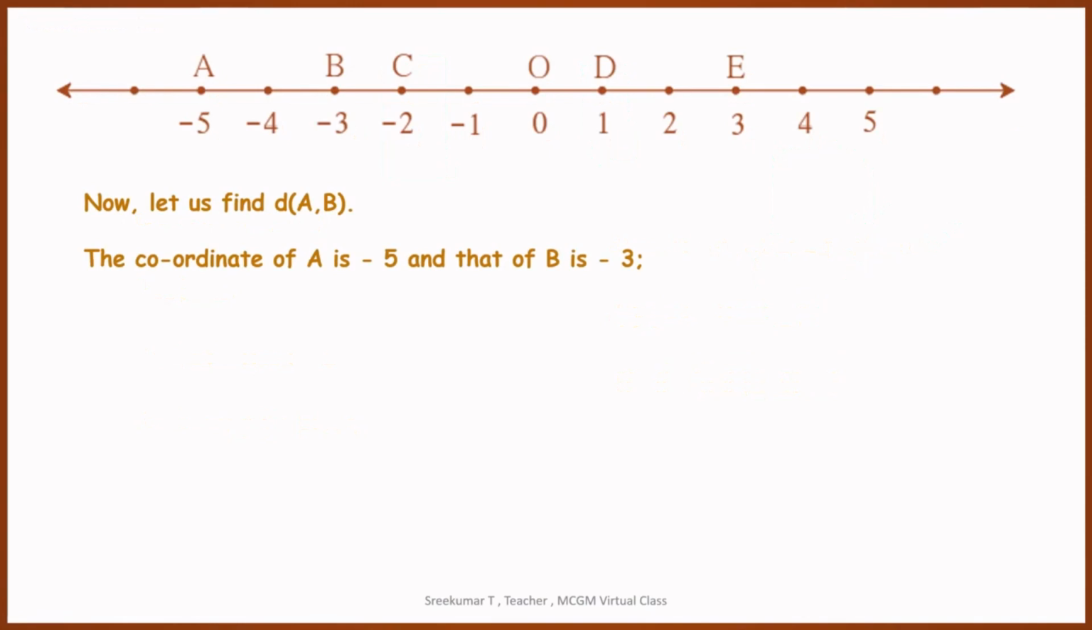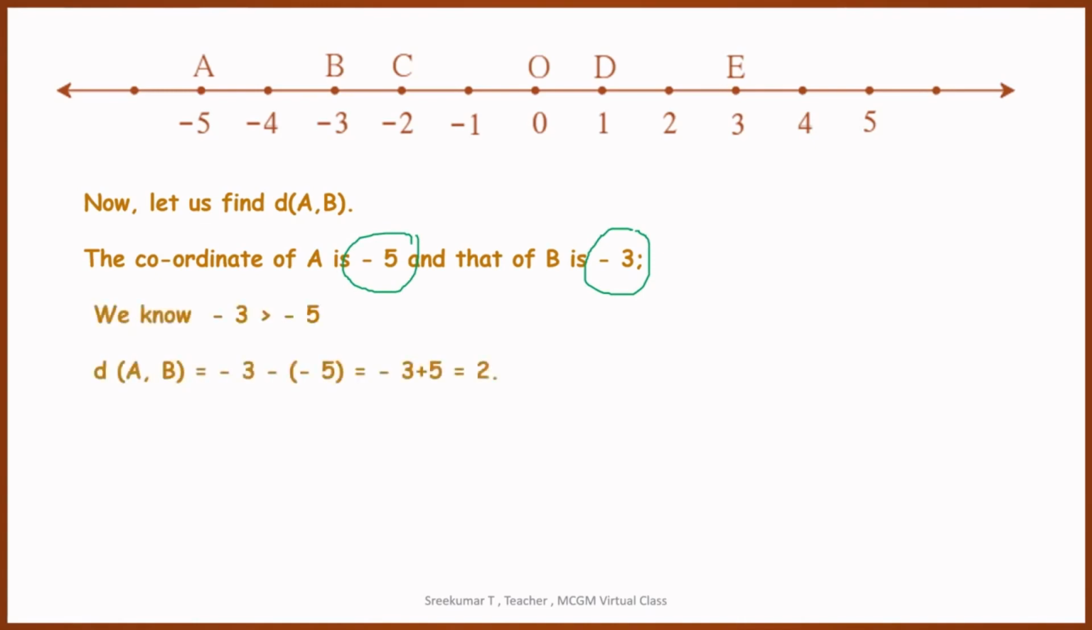The coordinate of A is -5, that of B is -3, and we know that -3 is greater than -5, and -3 minus -5 will be equal to 2. So we find out the distance between these two coordinates A and B as 2. Integer concept should be very clear. It comes in use every time in algebra and geometry. That is in part 1 and part 2 of your textbook. Should be very clear.